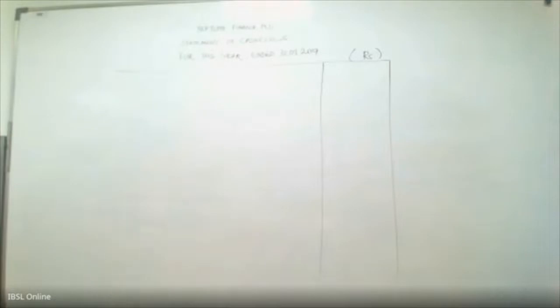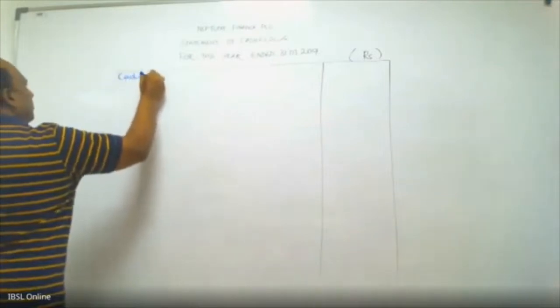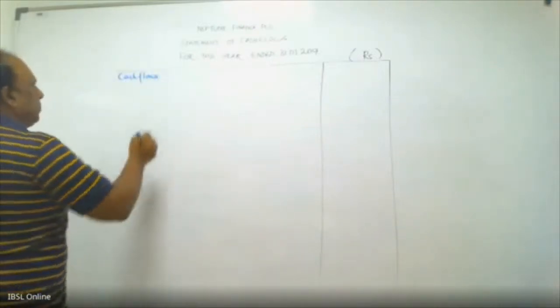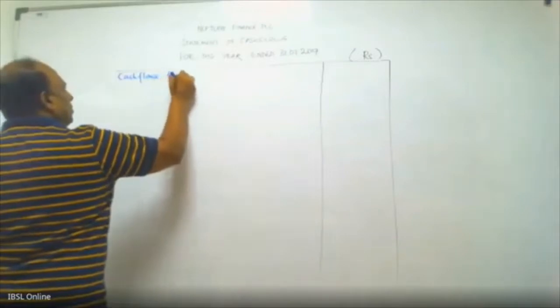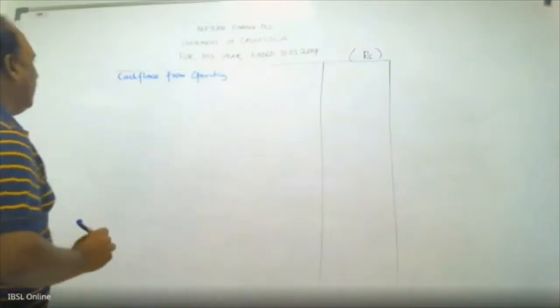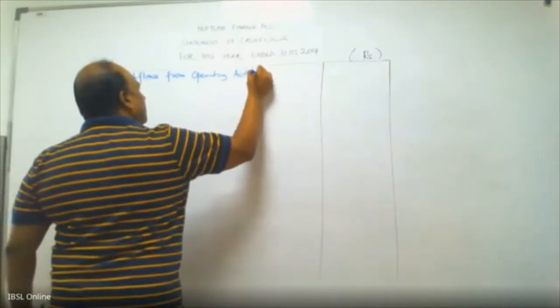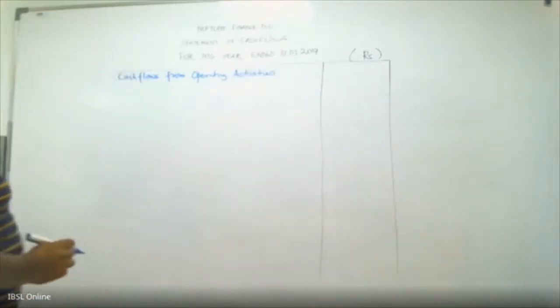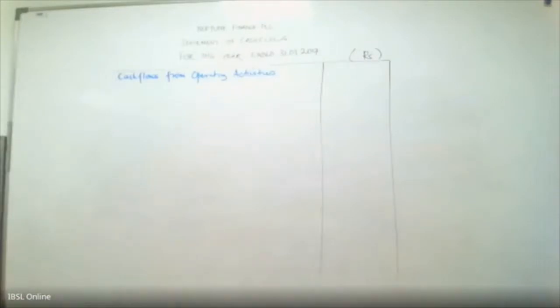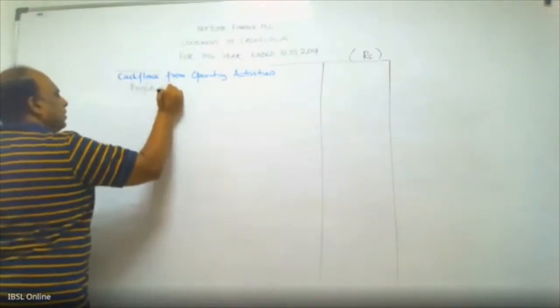So let's start with cash flows. So I hope you are doing with me. Don't just wait looking at the screen. If you don't write it, it won't get practiced. So cash flows from operating activities. Cash flows from operating activities. Right, where do we start? We have to start with the profit for the year.